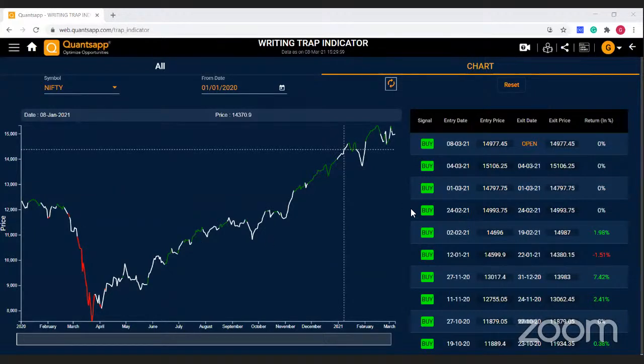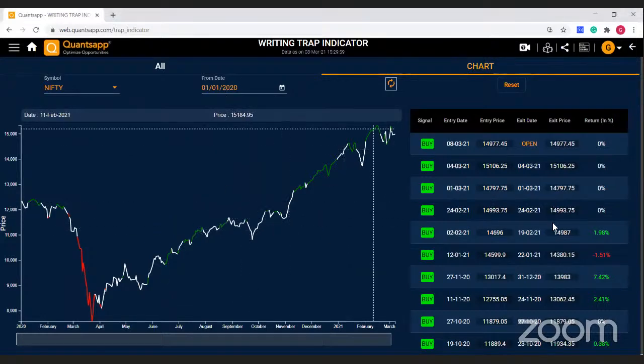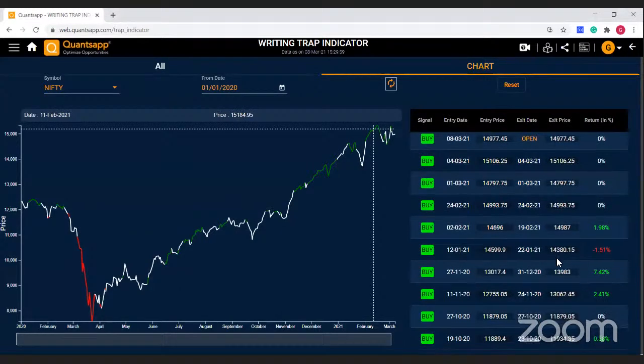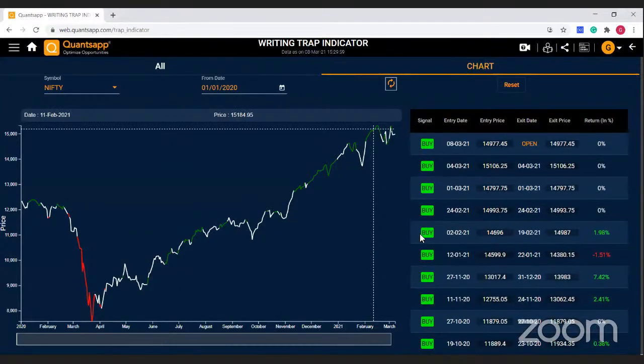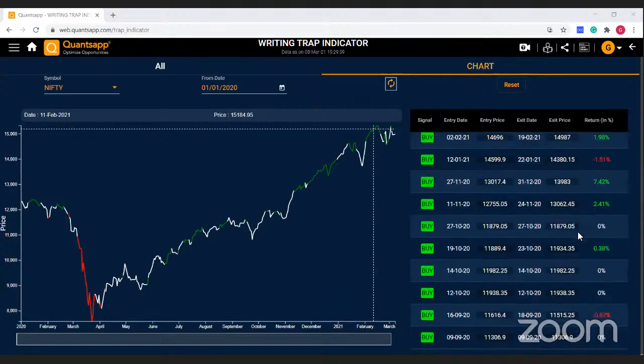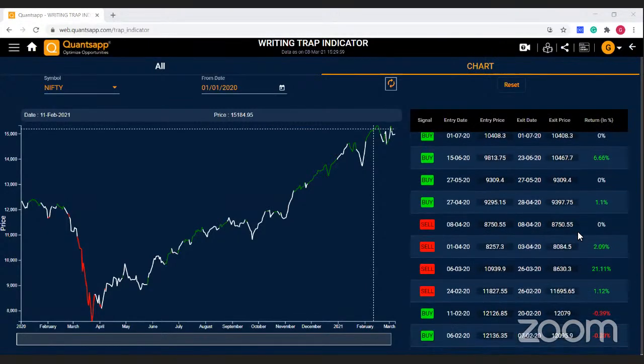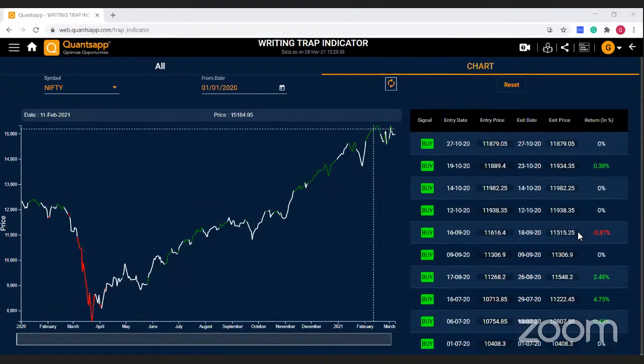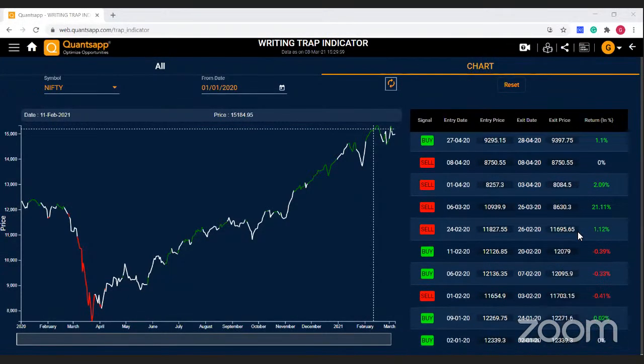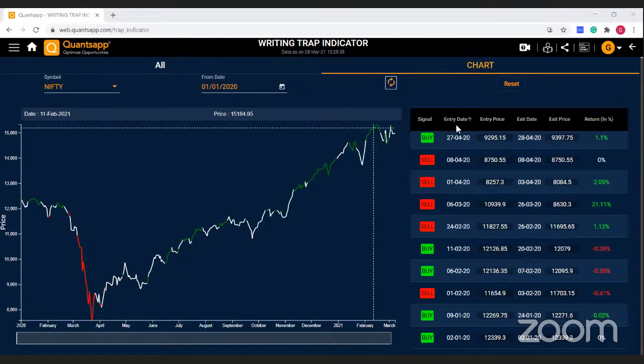So this was the graph of the Nifty, where signals have been generated from 1st of March 2020. On the table view, you can see the details: when the signal came, what was the entry price, the exit and exit price, and the return that has been generated. You can scroll down. So this is how you can look into a particular stock.